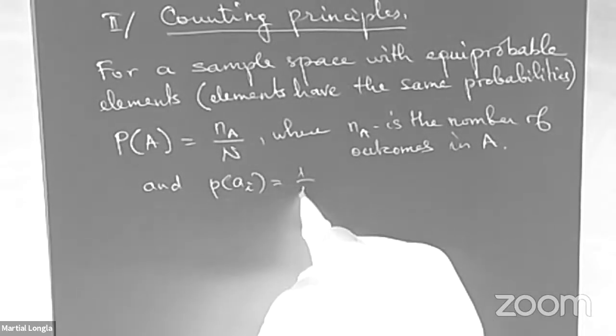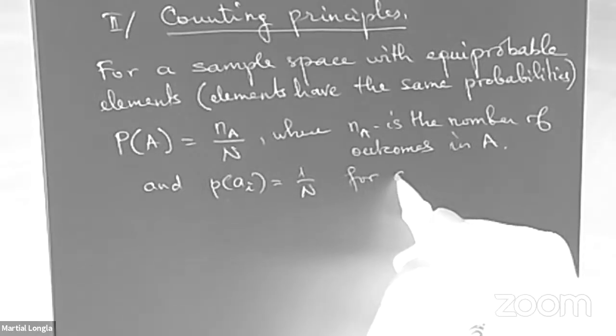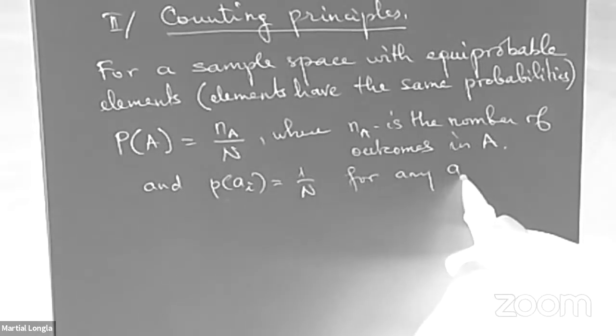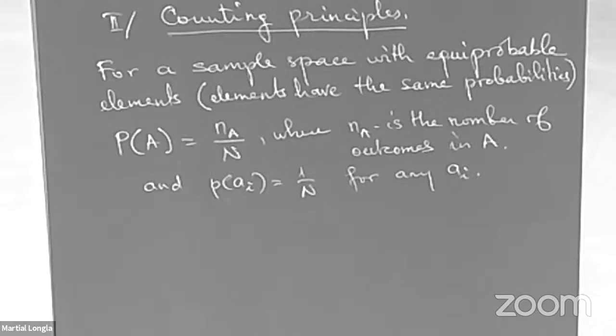It's just 1 over N, right? So all elements have the same probability. That's why you just count the number of elements and then you divide by the total number of elements.